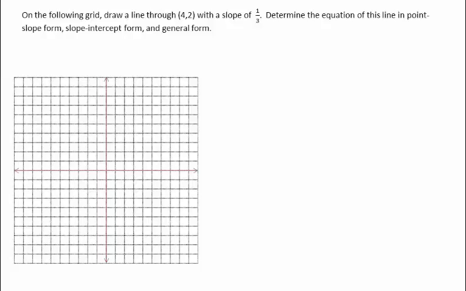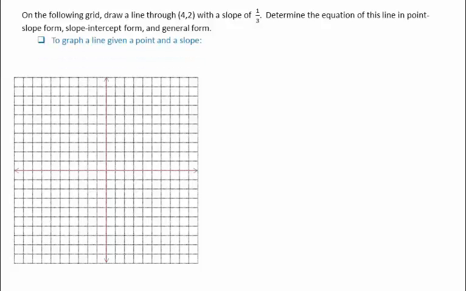On the following grid, draw a line through (4, 2) with a slope of 1/3. Determine the equation of this line in point-slope form, slope-intercept form, and general form.